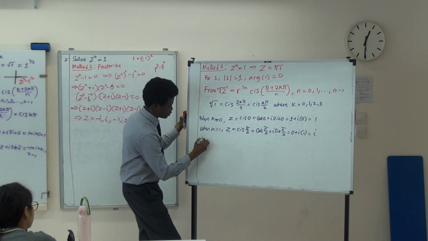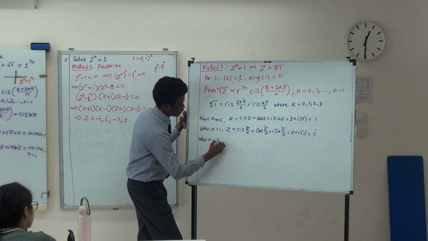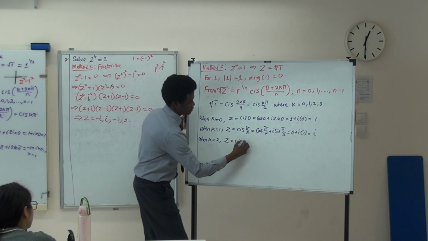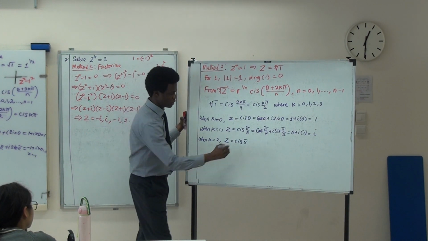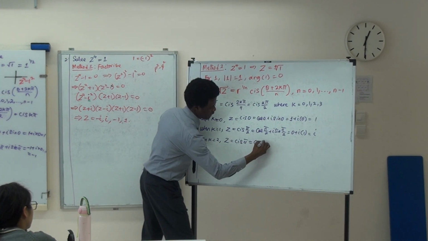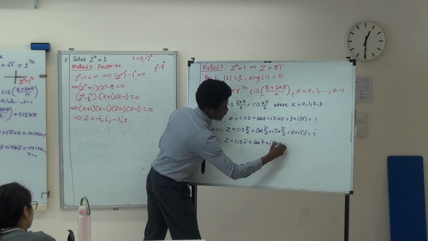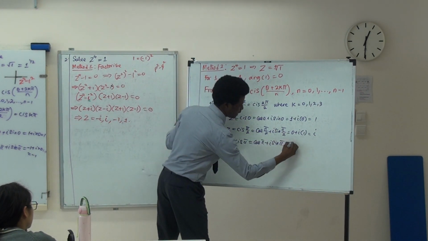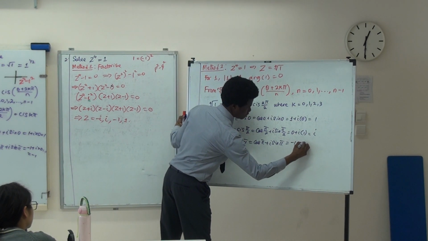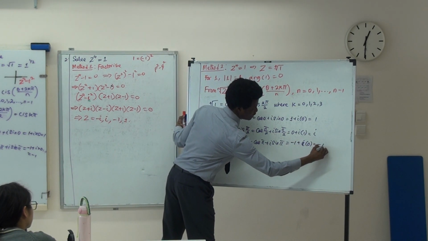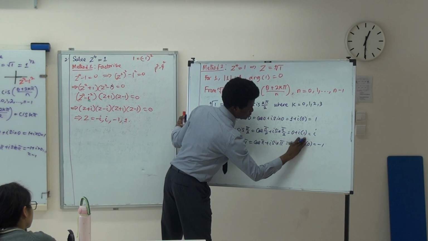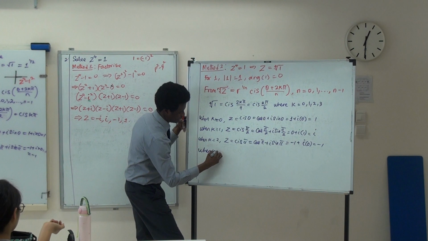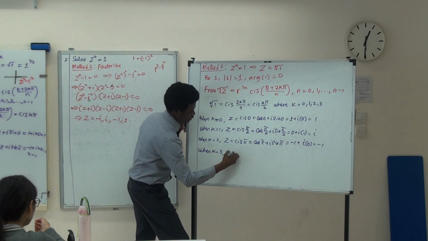So when k is equal to 2, what do you get? z equals cis pi, yes? Which is equal to cos pi plus i sin pi. What is cos pi? Negative 1. Sin pi? 0. So i times 0, which is just negative 1. Yes? And finally, when k equals 3, what is z going to be?